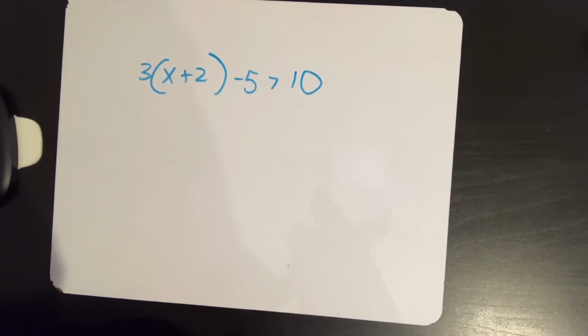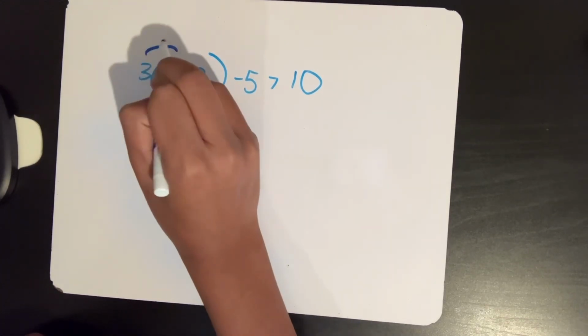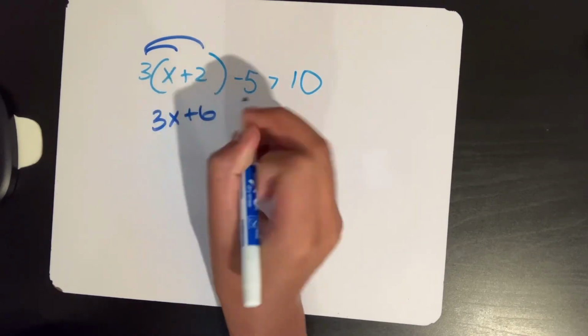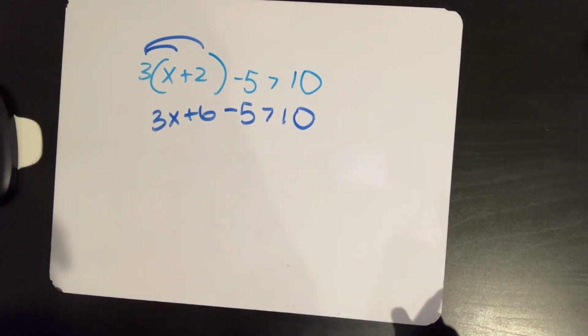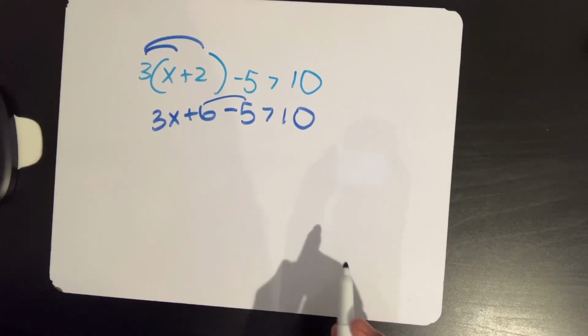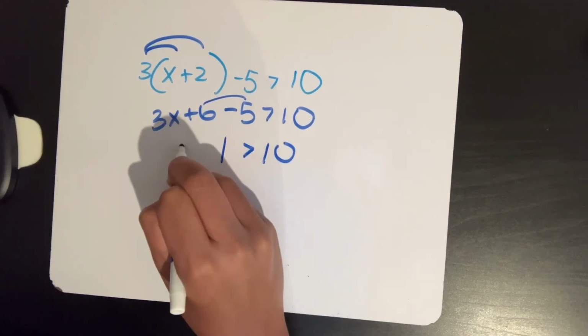Finally, multi-step inequalities. More steps but same rules. First, our example is 3 times x plus 2 minus 5 is greater than 10. First, we're going to distribute. 3 times x, 3 times 2, 3x plus 6. Bring down the rest of the equation. Next step is to combine the like terms. So 6 and negative 5. 6 minus 5 is 1. Bring down the rest of the equation.